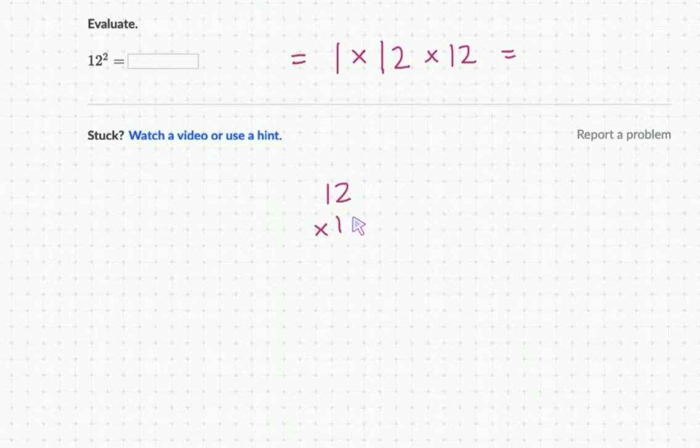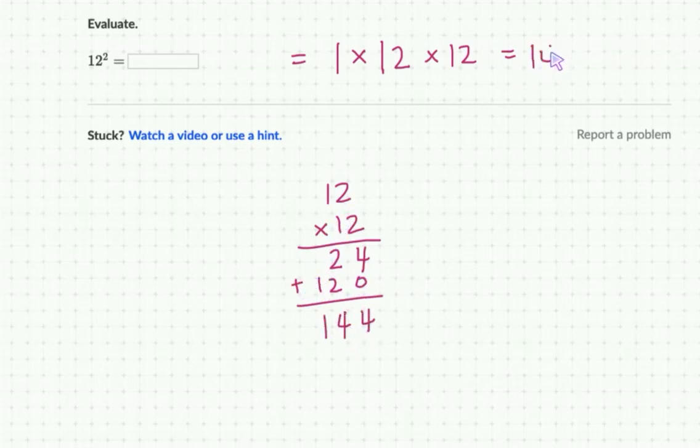You are going to multiply 1 by 12, which is already 12, and 12 times 12. You can multiply 12 times 12. 2 times 2 is 4. 2 times 1 is 2, so that's 24. And then we have another 12 here because it's being multiplied by 1. So the answer is 144.